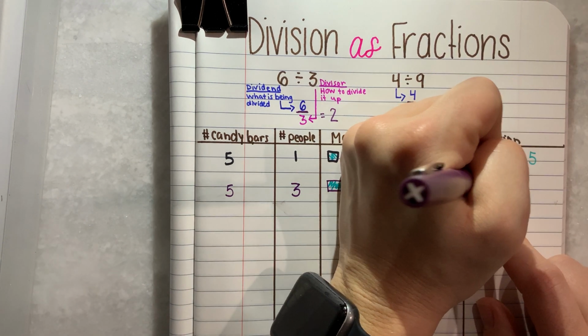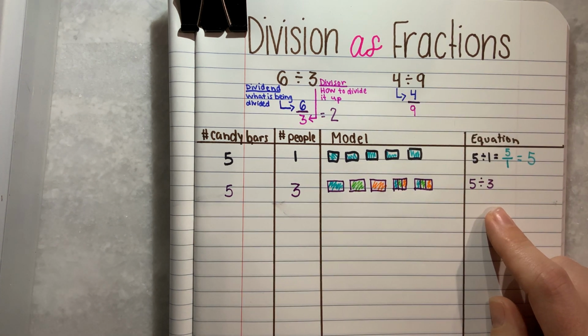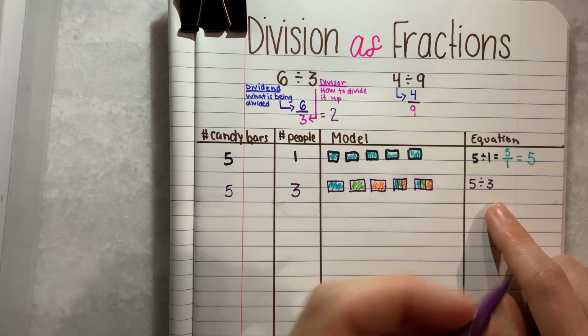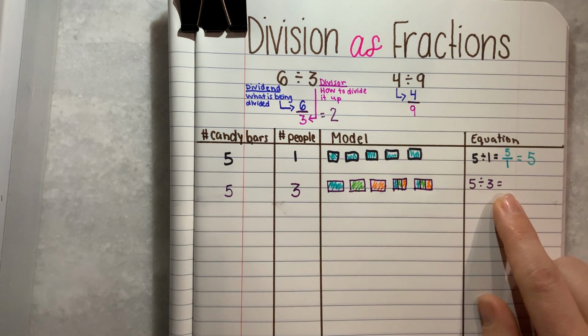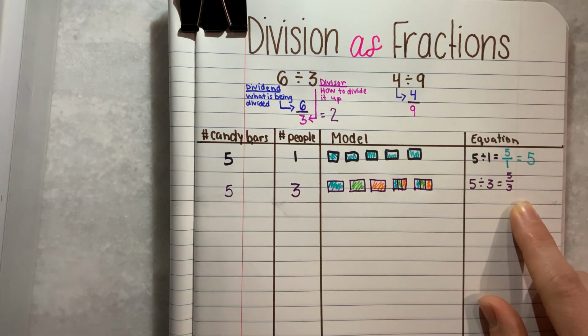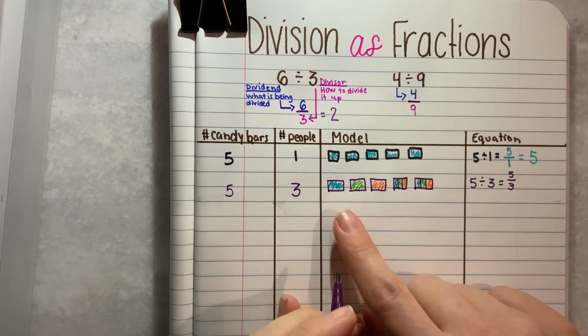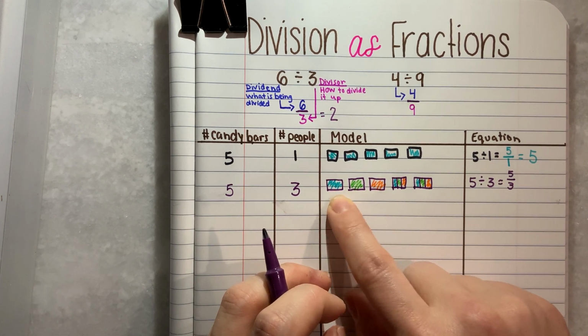So we started with 5 candy bars, divided up equally between 3 people. So how much would each person get? Well, if we wanted to write that as a fraction, we would say that would be 5/3. And if I look, I can see here that each person will get one whole candy bar.